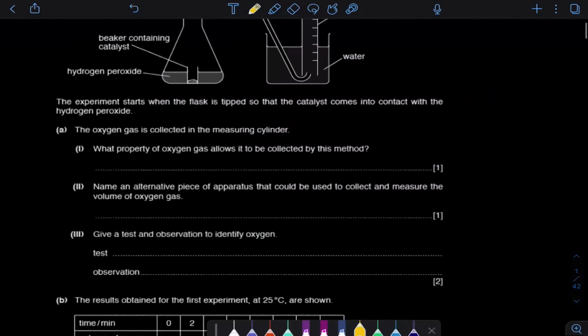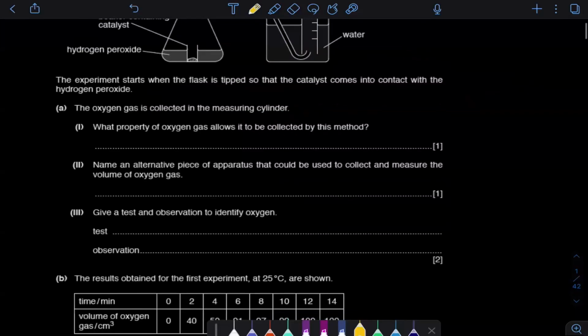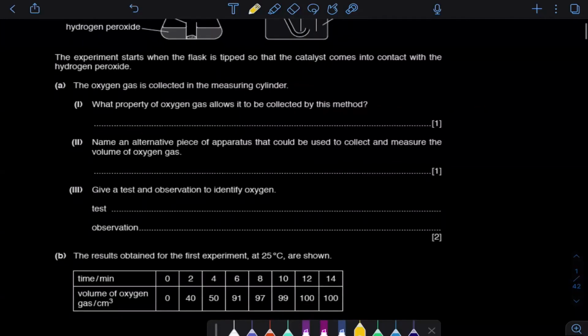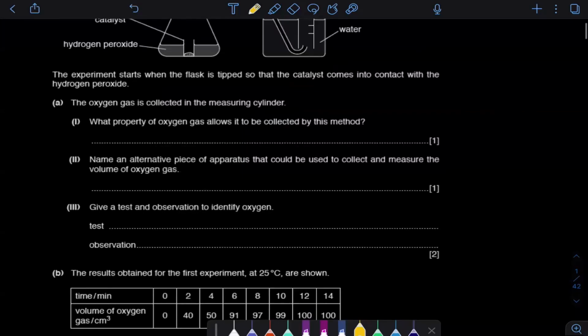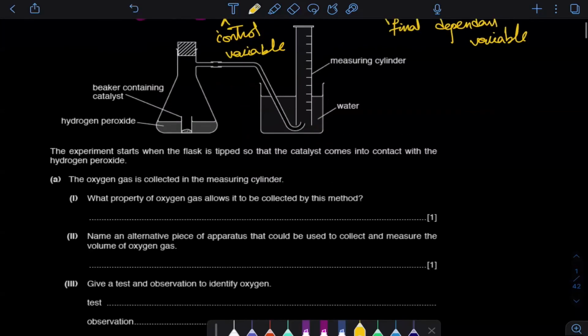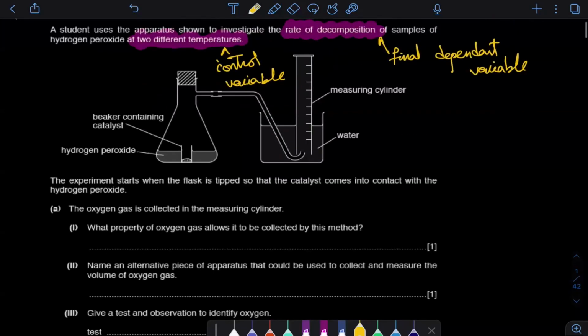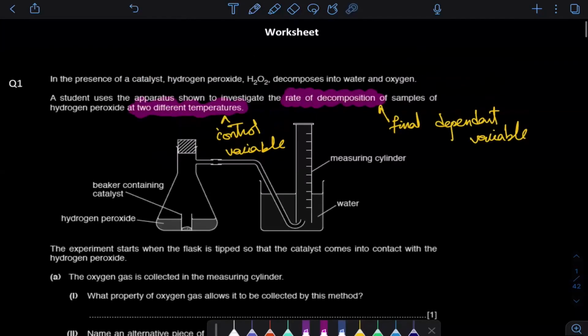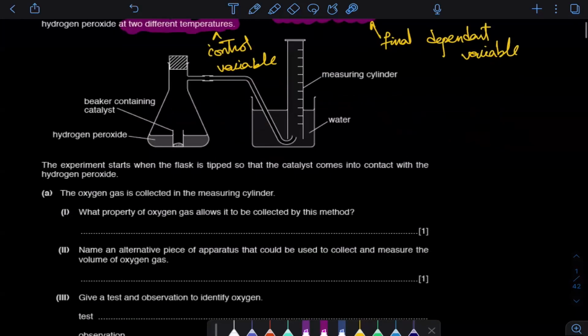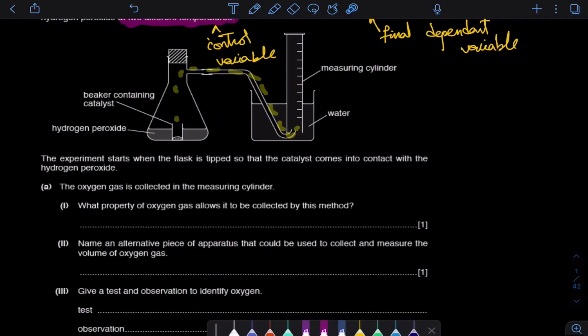Experiment starts when the flask is tipped so that the catalyst comes into contact with the hydrogen peroxide. ठीक है, तो वो इसने फ्लास्क को किसी तरह वो टिप करेगा. One way of doing that is कि यहाँ से एक थ्रेड हम इसको ज्वाइन कर देते हैं, और जैसे वो थ्रेड को पुल करेगा ना, this will tip over and the catalyst will react with hydrogen peroxide. So it will release a lot of oxygen gas. That oxygen gas goes in here, and because there is water here, the gas will start to bubble out and it will collect over here.